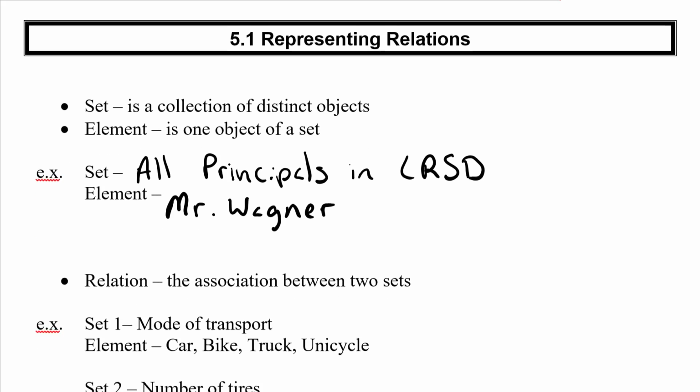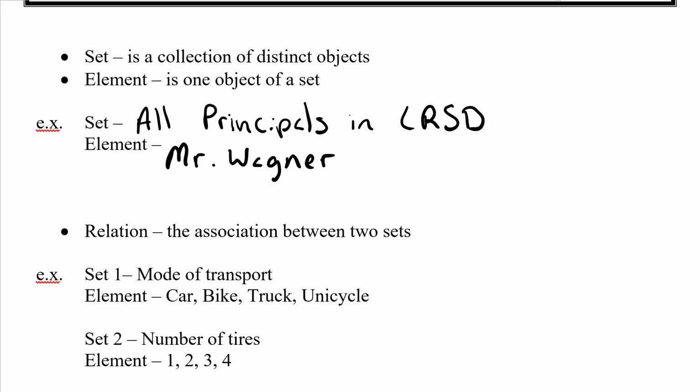So let's look at a relation now. A relation is the association between two sets. So we've got one set here of principals. Maybe our second set could be the number of years they've been teaching. So the principals is set 1, years teaching would be set 2. An element would be Mr. Wagner, and how many years has Mr. Wagner been teaching? Let's just say 15, maybe 20, who knows? He's been here a while. So the relation is the association between these two sets.